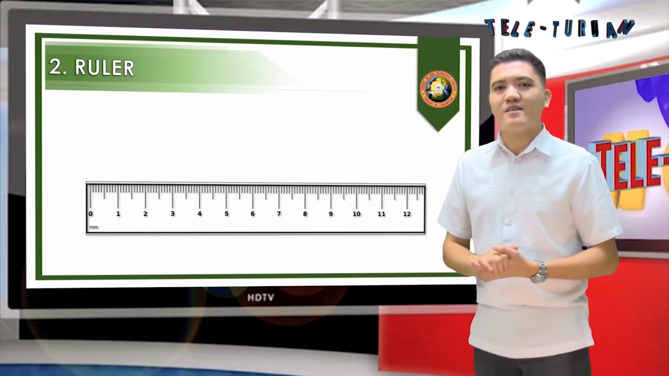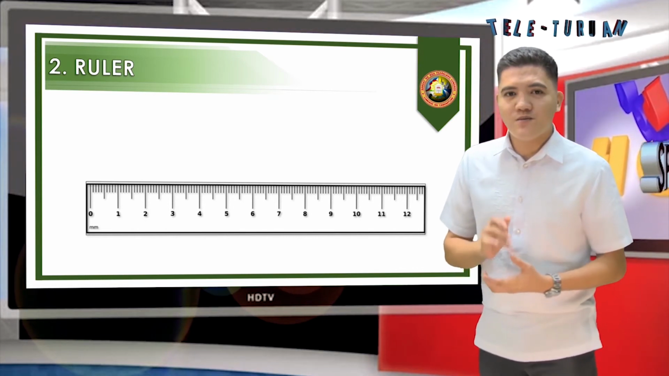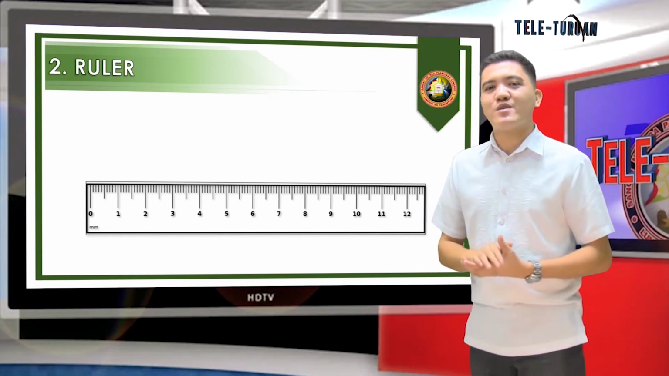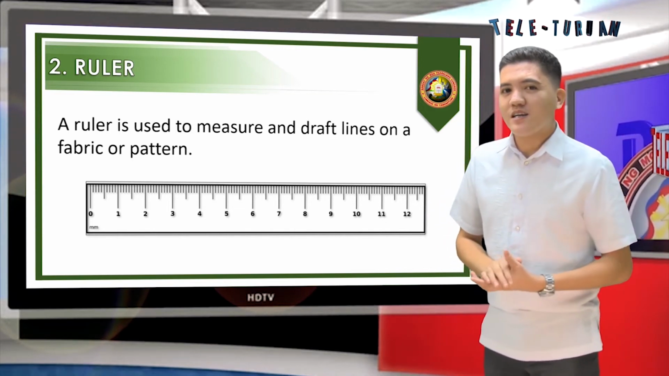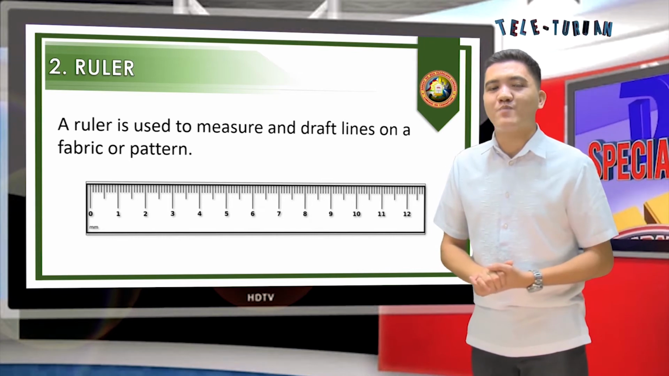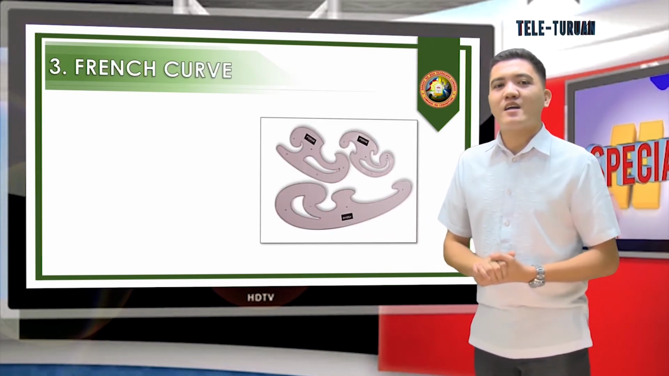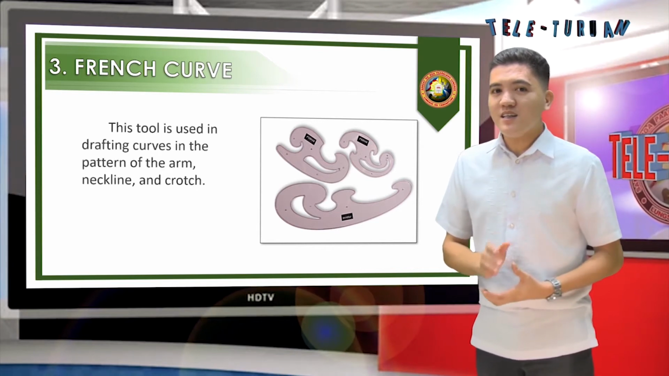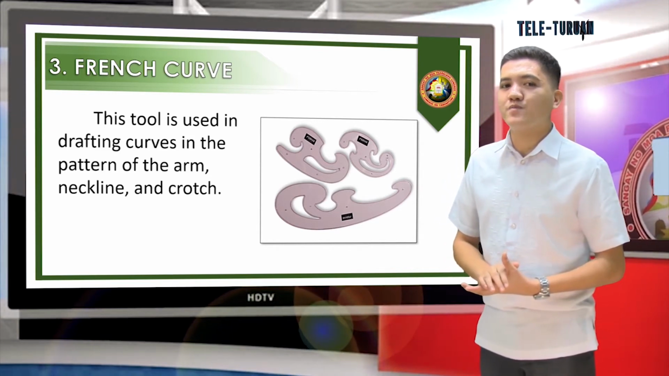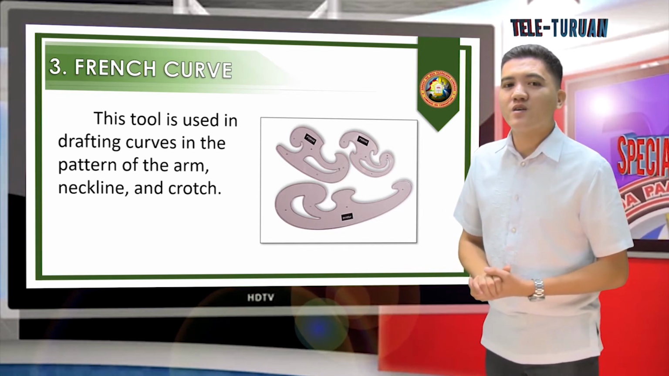How about this one? Do you know what measuring tool is this? Very good! This is a ruler. A ruler is used to measure and draft lines on a fabric or patterns. Here is a third one, the French curve. This tool is used in drafting curves in the pattern of the arm, neckline, and crotch.